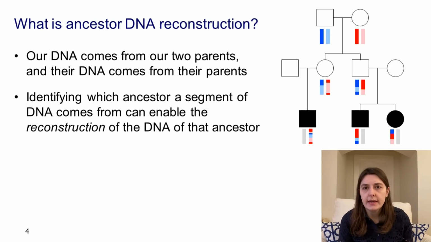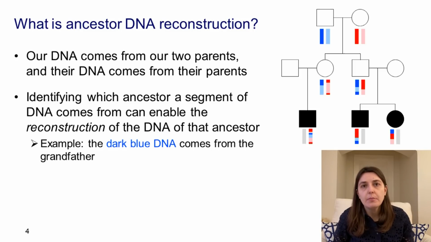Now all of our DNA comes from our 2 parents, and their DNA comes from their parents, and so on back through time. If we were able to identify which ancestor a segment of DNA came from, we could use that DNA to partially reconstruct that ancestor's DNA.